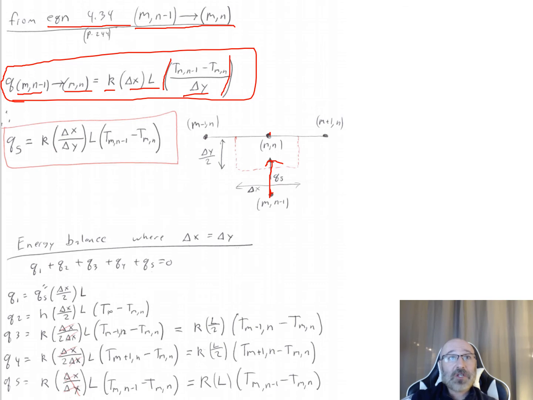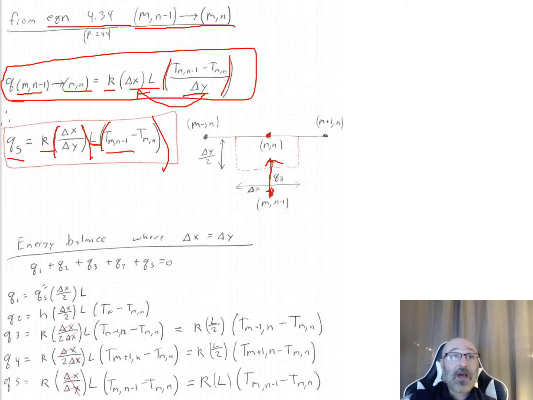Now you can notice that our delta X and delta Y have switched, because now we're coming in a different direction, going up in our Y direction right there. So we'll plug in for our specific problem. Our Q5 is equal to our thermal conductivity K times our delta X over delta Y, when we move this delta Y over there, times our L value, times now our temperature difference from our node right here, T of m, n minus 1, minus our temperature node right here, T of m comma n.